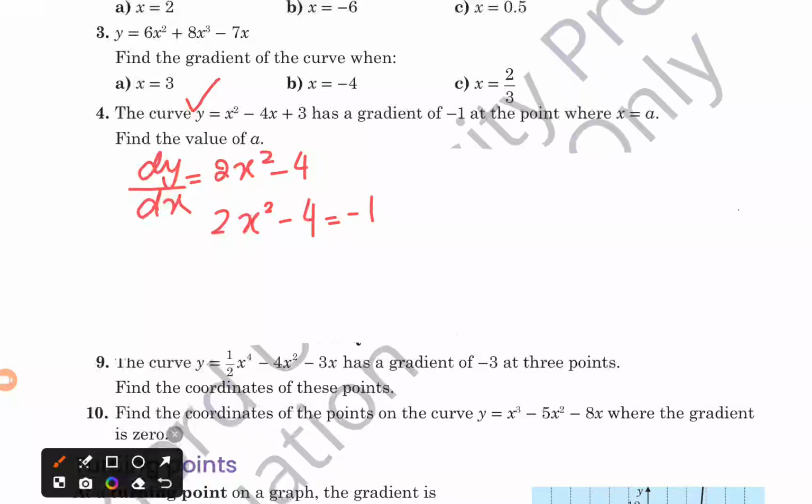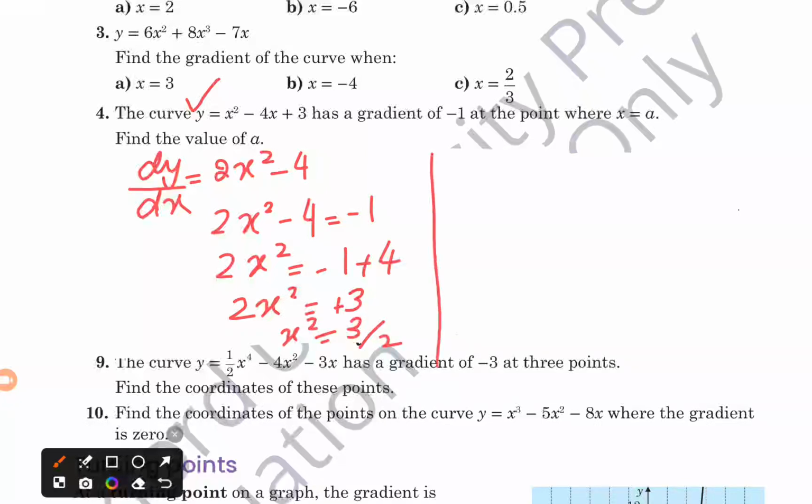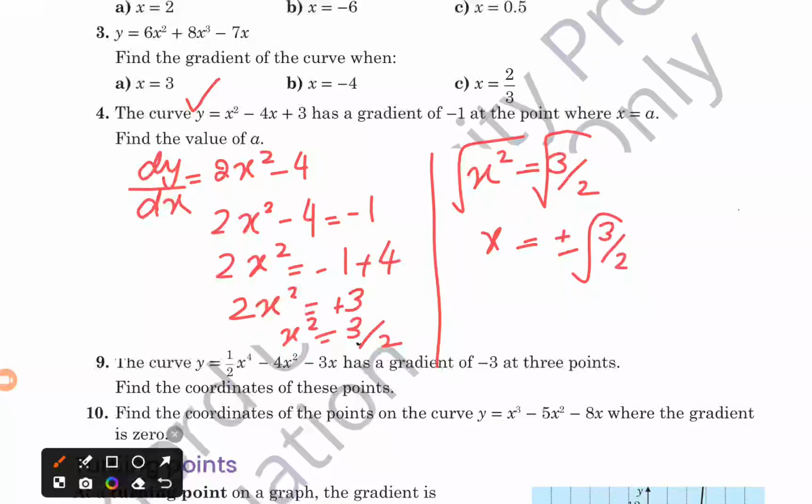Now make x the subject here. 2x squared equals negative 1 plus 4. 2x squared equals positive 3. x squared equals 3 by 2. Now you need to take the square root on both sides. x equals plus minus the square root of 3 by 2. So it means the gradient is negative 1 at 2 points, plus square root of 3 by 2 and minus square root of 3 by 2. I hope you get this concept also.